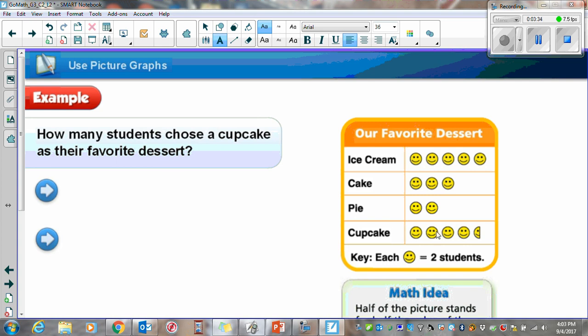2, 4, 6, 8. But here we have a half of a smiley face. And according to our key, a whole smiley face equals 2 students. So then we know a half of a smiley face would represent half of that number, which would be 1. So let's try counting them again. We have 2, 4, 6, 8, plus 1 would be 9. So 9 students chose cupcake as their favorite dessert.